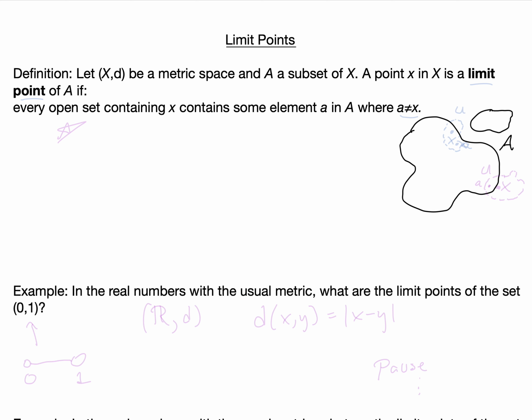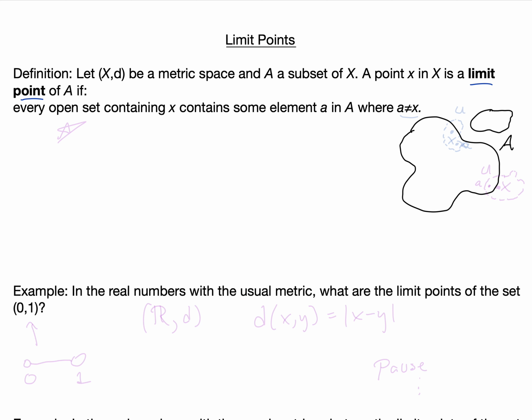In this video, we're going to talk about limit points and convergent sequences and their relationships to open and closed sets. So first we'll give the definition. Let (X, d) be a metric space and let A be a subset of X. A point x in X is a limit point of the set A if every open set containing the point x contains some element a in A such that x is not equal to a.